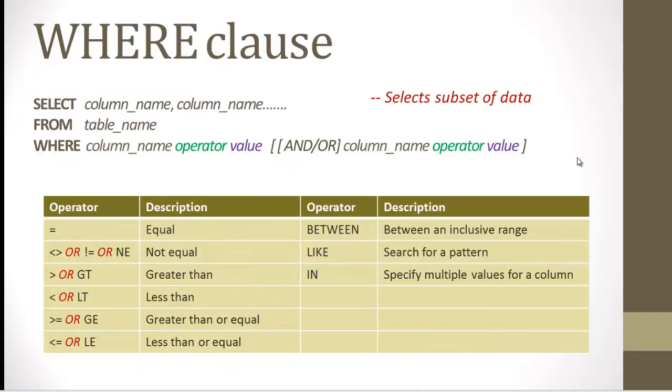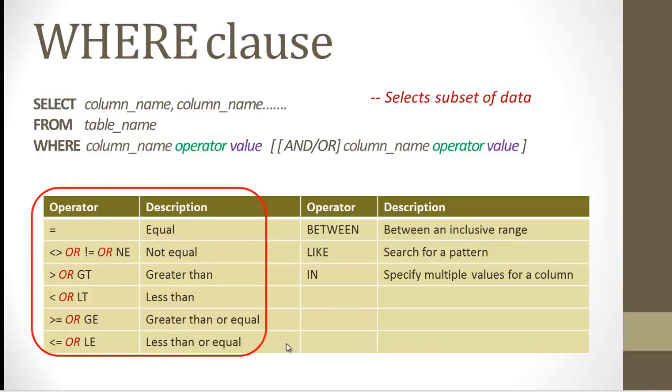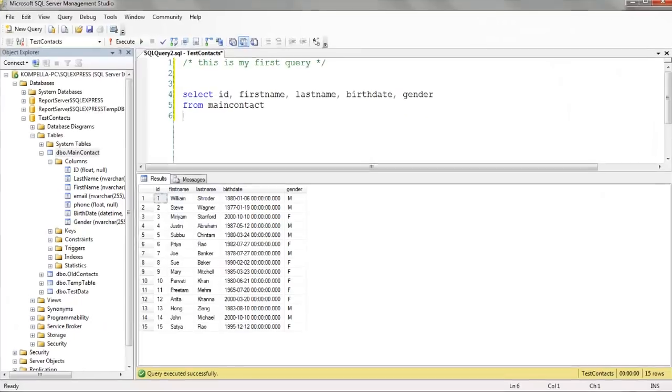Now let's look at the operators. Some of the operators that everybody commonly uses are equal, not equal, greater than, less than, greater than or equal to, less than or equal to. In this tutorial, we'll be covering these operators mostly. Between, like and in are actually going to be talked about in another class. So let's look at some examples now.